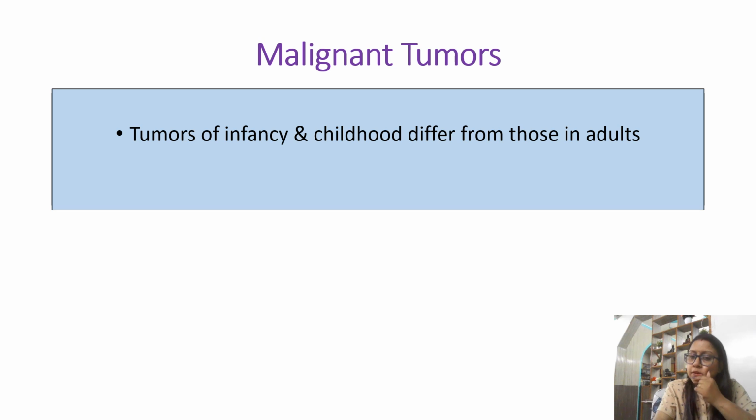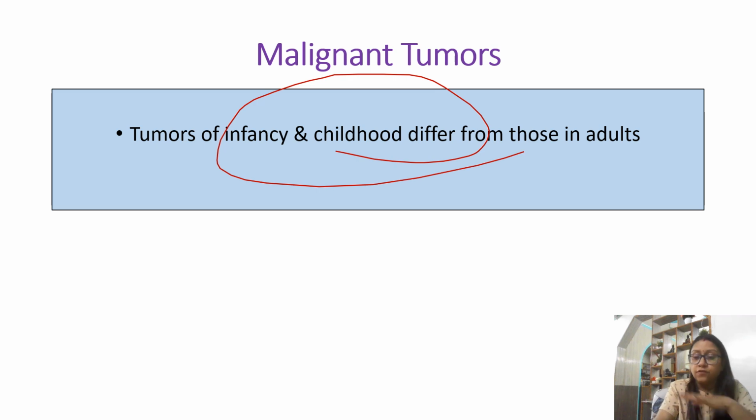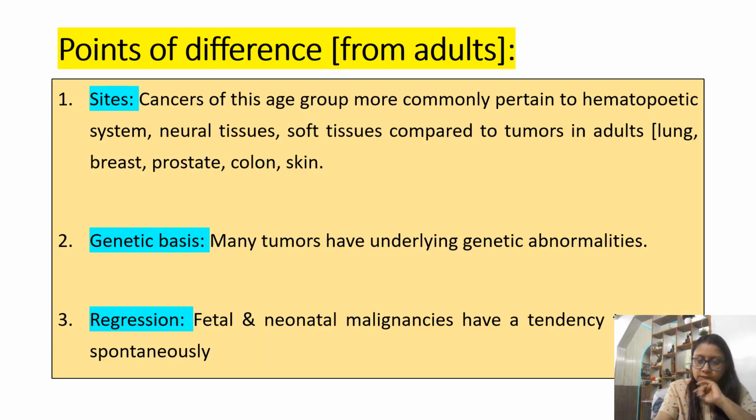Now coming to malignant tumors. Benign tumors we'll discuss. So tumors of infancy and childhood differ from those in adults. What you have to remember are the basic points of difference in malignancy in children versus adults.